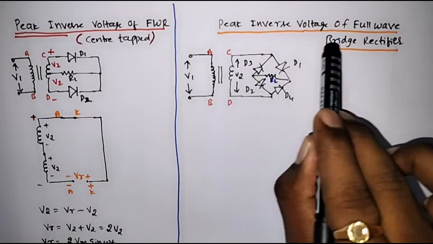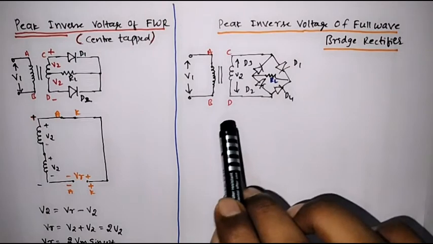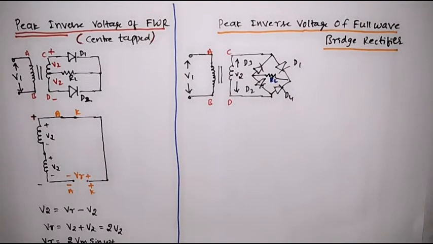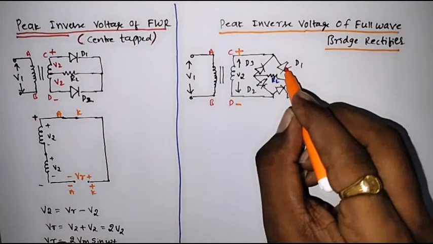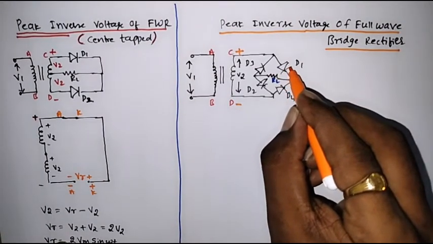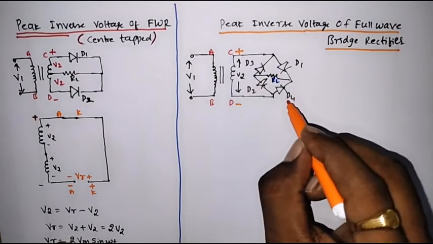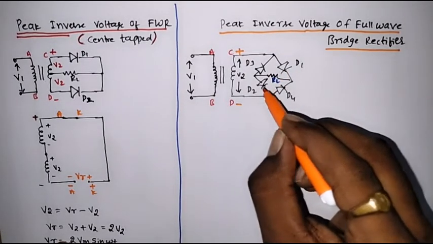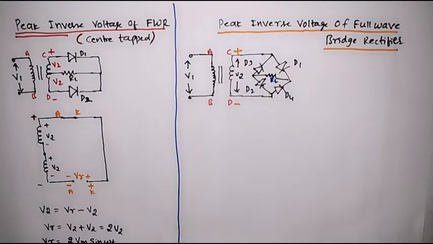Let's calculate the peak inverse voltage of the full wave bridge rectifier. This is a full wave bridge rectifier circuit. We know that during the positive half cycle of the secondary voltage, terminal C is at positive potential and D is at negative potential. Therefore in this case, diode D1 becomes forward biased, as well as diode D2, and diodes D3 and D4 will become reverse biased. Therefore diodes D1 and D2 act like short circuits, whereas diodes D3 and D4 act like open circuits. I'll draw the equivalent circuit here so that we can easily find the peak inverse voltage.